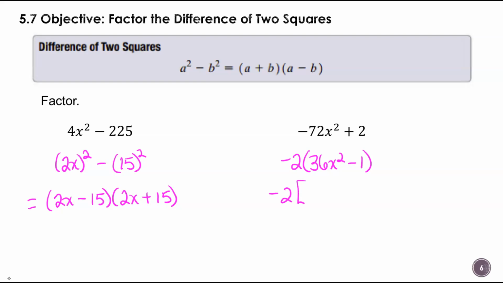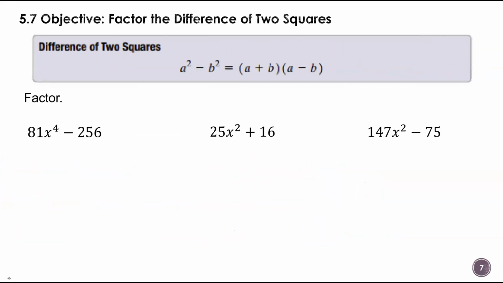So notice that my a is going to be 6x and my b is 1. So factored form would be negative 2 times 6x plus 1 and 6x minus 1. It is still times, right? Because we are factoring, so we're putting it in factored form.